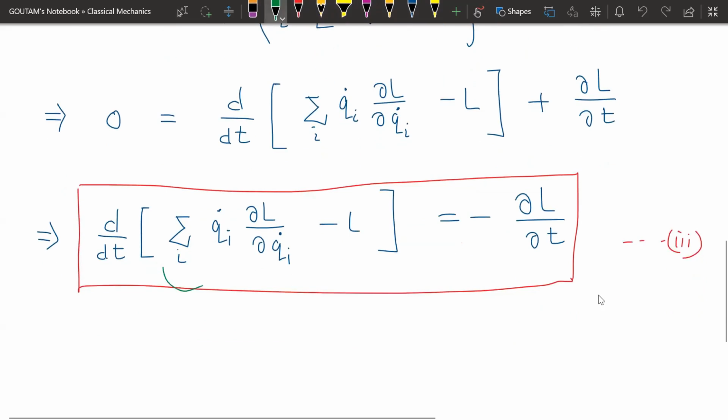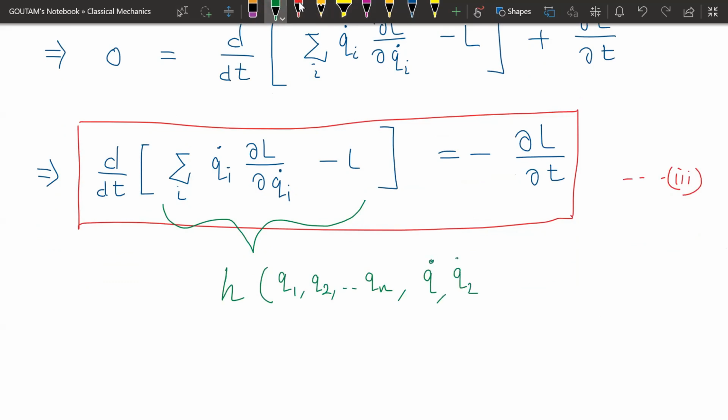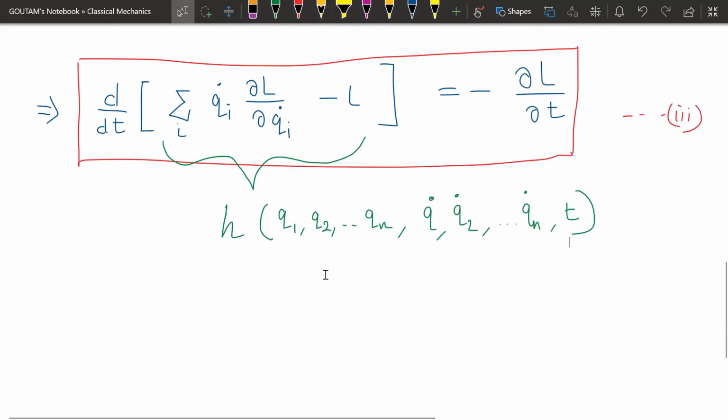Now this term inside the bracket, the sum over i of q̇i times ∂L/∂q̇i minus L, is called the energy function, which is defined by small h. So it's a function of the qi's, that is q1, q2, ..., qn, the q̇i's, that is q̇1, q̇2, ..., q̇n, and t. So it's a function of generalized coordinates, generalized velocities and time. This function is called the energy function.